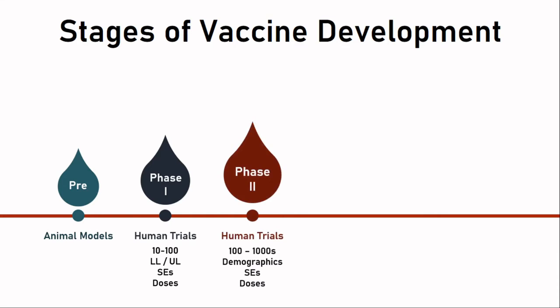Then we enter into phase 2 clinical trials. In phase 2, we increase the population to hundreds to thousands; it could be 5,000, it could be 7,000, 8,000, but in thousands. And apart from SE, that is side effects and doses, we also check for the demographics of the population.